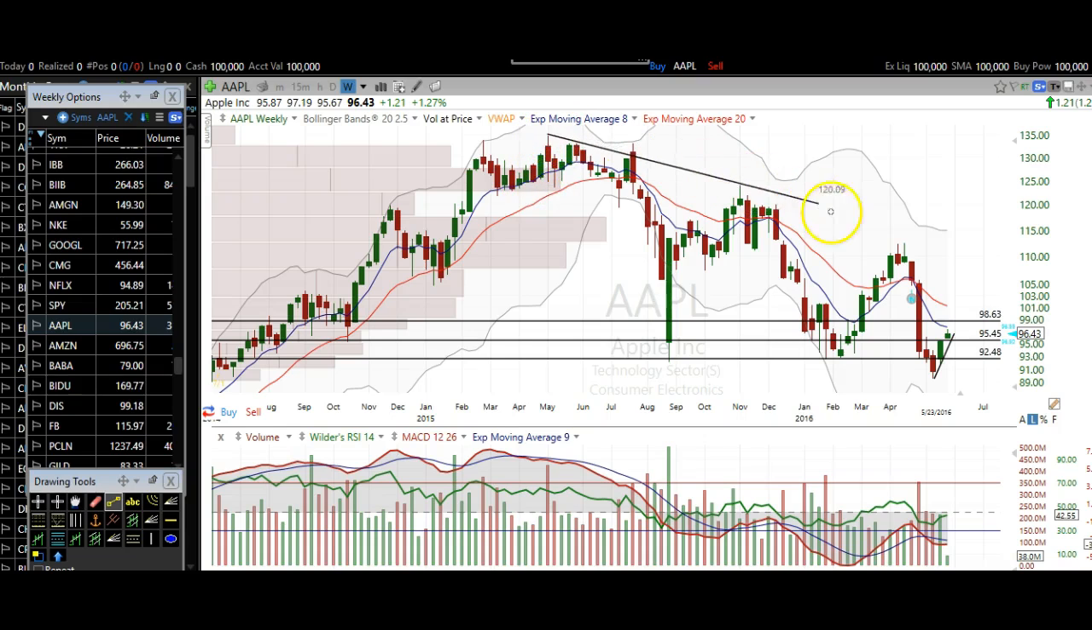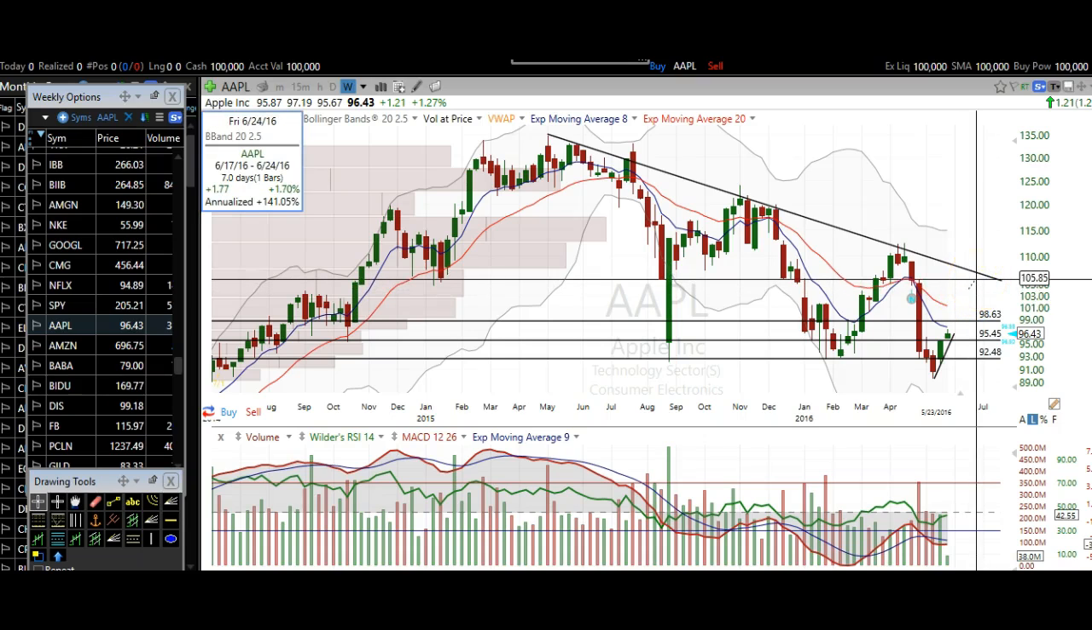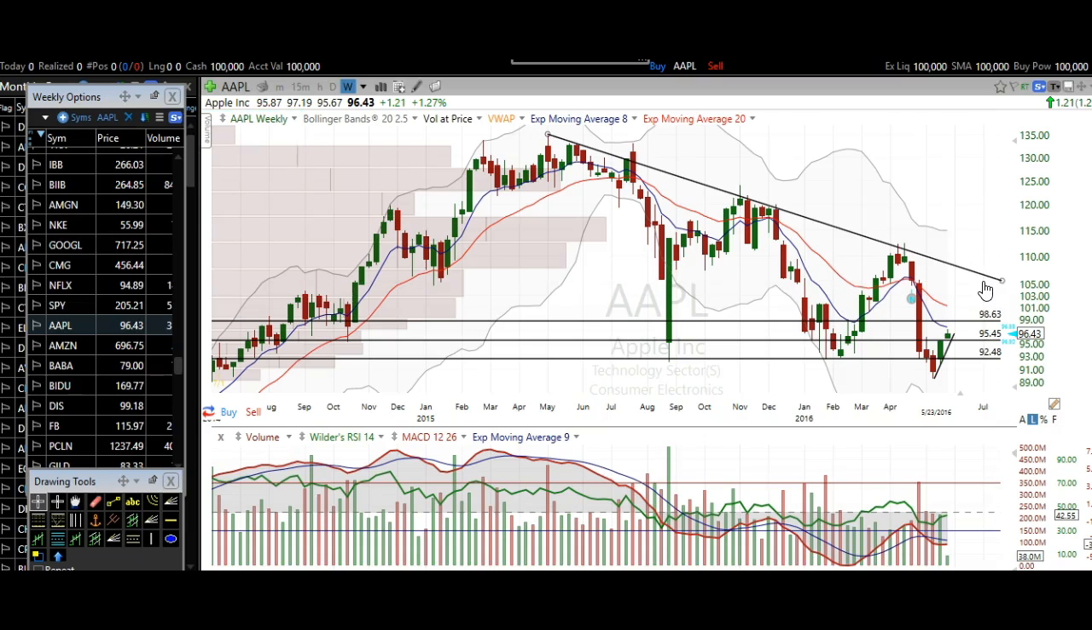So once it gets up there and fills that gap, so here it is right here. And that matches up perfectly, that gap fill. So right around here, the gap fills right around 104, 105. Okay, that's going to match up perfectly with that downtrend line. And you got to assume that once that happens, it comes up here, fills that gap, that it's going to get rejected again at this downtrend line.